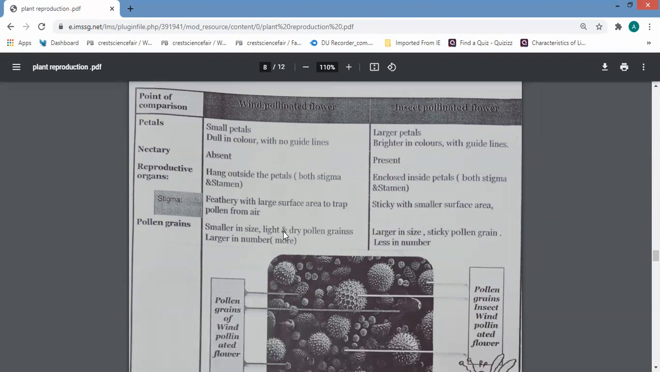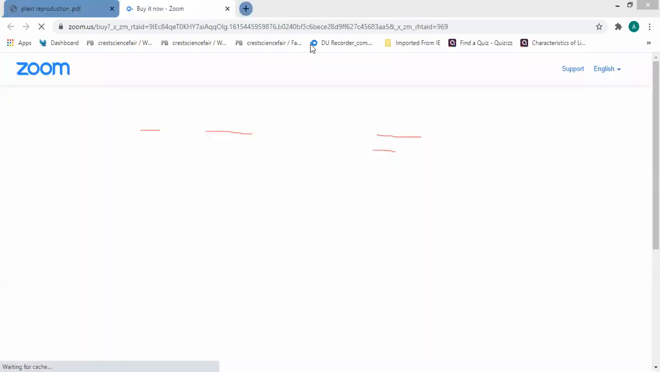There are some conditions that must be involved in the flowering plant or the flower to be transported by wind or transported by insect. Let's start with wind pollination. For wind pollination, the petals must be small, but for insects they must be large and brighter and have nectar and scent to attract the insect. Okay.